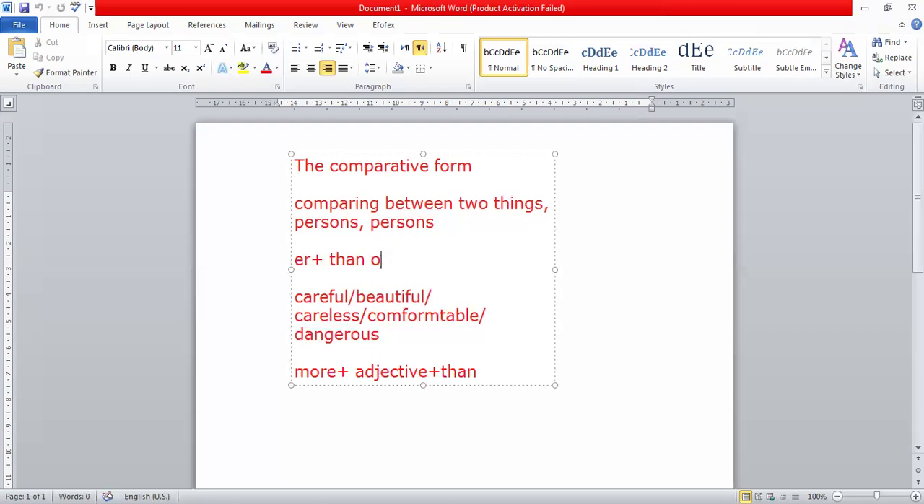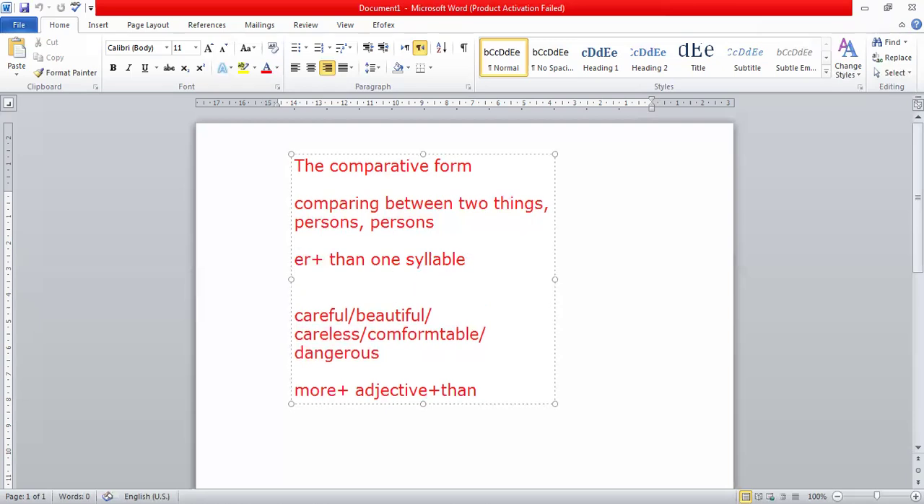This is in what? In adjectives of one syllable here. Adjectives of one syllable. Okay, like what? Like tall, like short, like big. All these are adjectives of one syllable. Adding er to the adjective and adding than. This is what? This is the comparative.